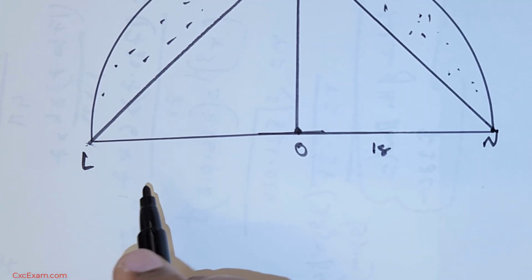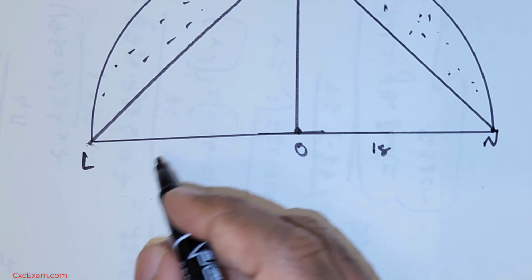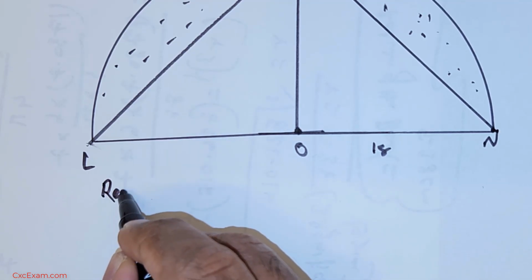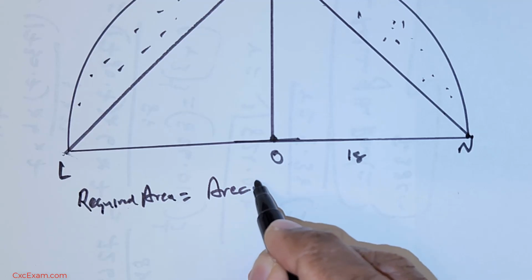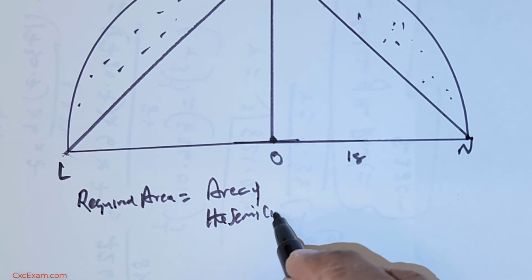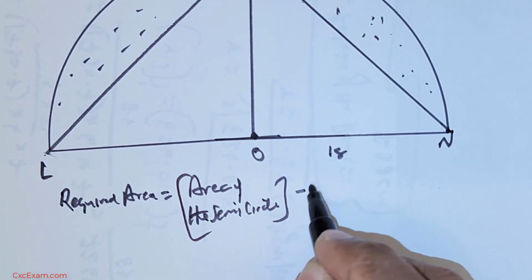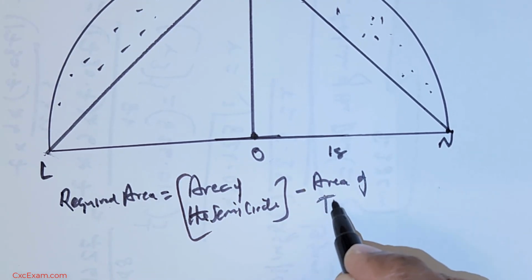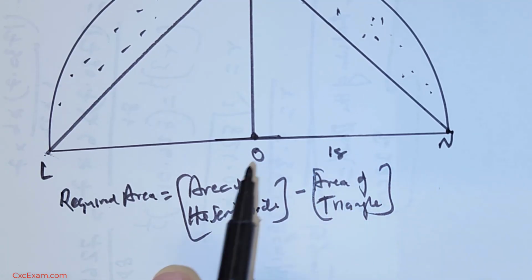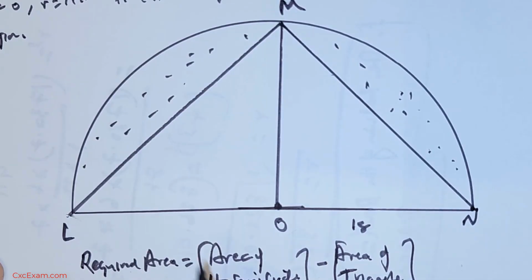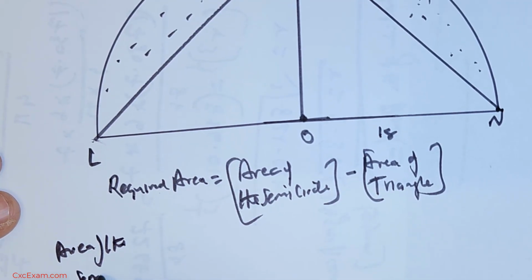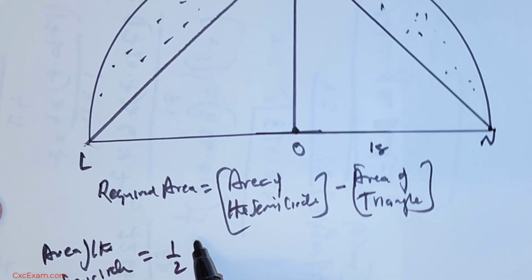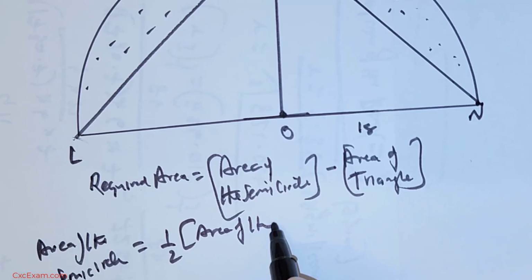Okay, I hope you are able to see the question and the figure. Okay, now let me write the required area formula. Required area is nothing but from the area of the semicircle we take away the area of the triangle. Okay, so that's going to be the formula. From the area of the semicircle we take away area of the triangle. So first let me find out the area of the semicircle. That is nothing but half times area of the circle.